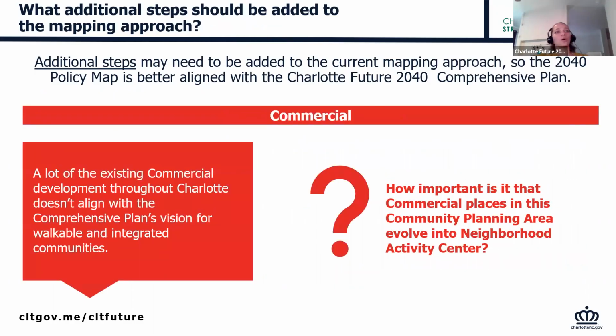So we do have just one polling question, and we could probably just run the poll and then talk about it if we need to have a conversation. We've heard from some stakeholders that a lot of the existing commercial development throughout Charlotte doesn't align with the comp plan vision for walkable and integrated communities. The question that we'd like to ask is, how important is it that commercial place types in this community planning area evolve into neighborhood activity centers? So we can either launch the poll, or put the question in the chat.